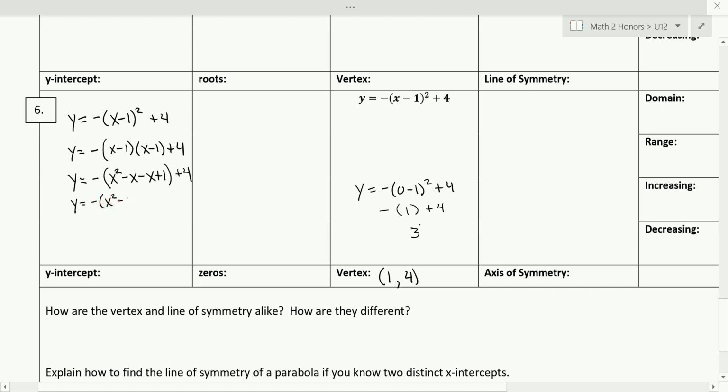I'm going to simplify what's in my parentheses at this point. Then you can get rid of the parentheses once you distribute the negative to everything inside. So y is negative x squared, positive 2x, negative 1, positive 4. Then you add the negative 1 and positive 4, and you finally get y is negative x squared plus 2x plus 3. We see our y-intercept ends up being 3. So the y-intercept is (0, 3). Standard form we have there.